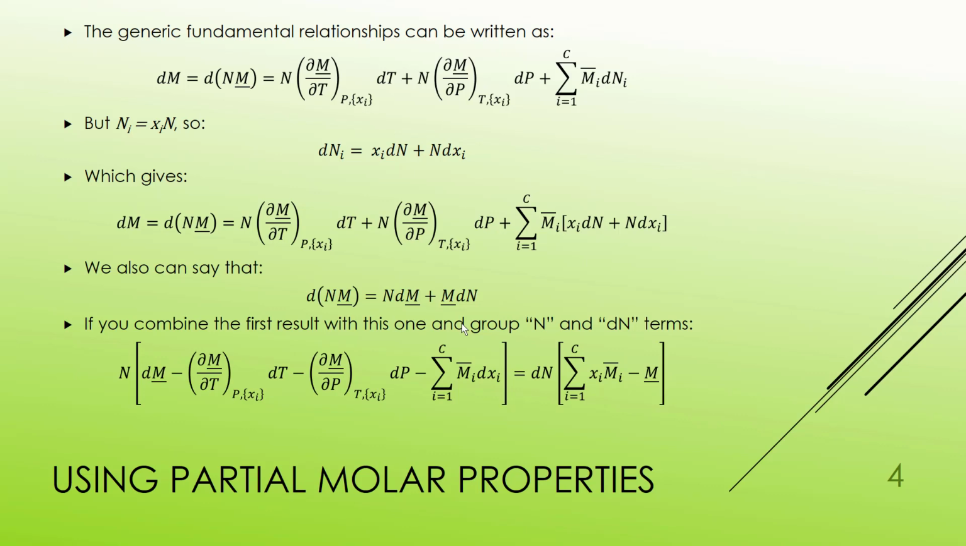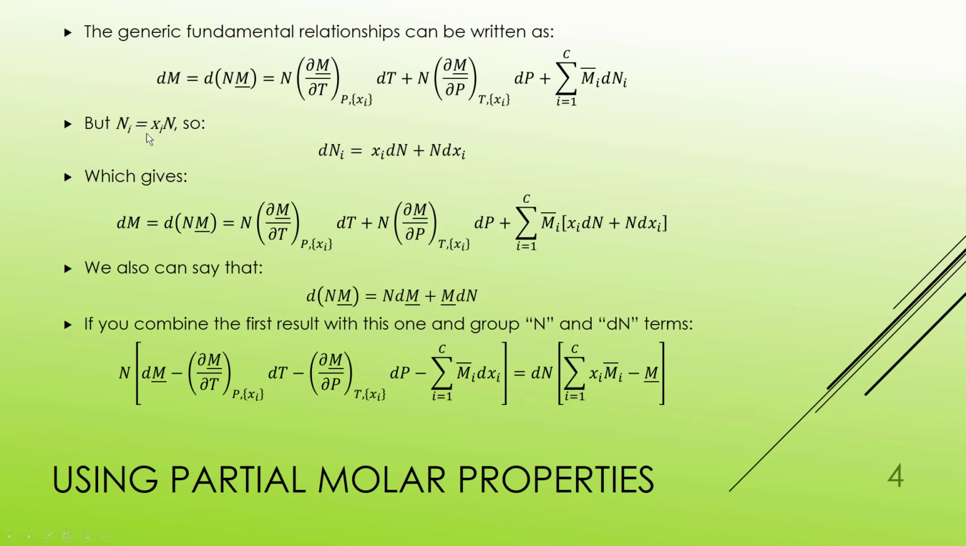dM is N, the number of moles, times how M changes with temperature, times dT, plus the number of moles times how M changes with pressure, times dP, plus the number of moles times how M changes with changing number of one specific component's moles. And that's my partial molar quantity. And so we end up with a fundamental relation that can be written as this top expression here.